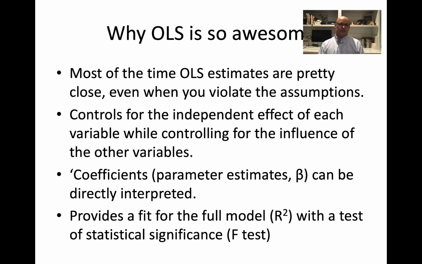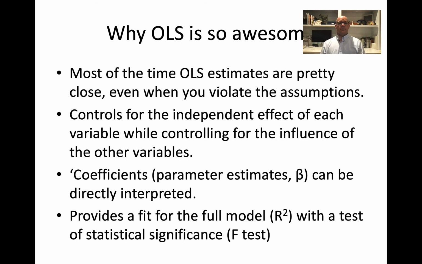Another thing is that the coefficients, or the parameter estimates, also called beta, can be directly interpreted. So a 1 unit change in that variable is related to a B unit change in the dependent variable. What's pretty awesome about that is if you have things like counts or a percentage, and it's measured in actual percentages, and the other variables are measured in percentages, you could say things like, hey, a 2% change in this is related to a 4% change in that, if the 4 was the B, right? So that's a pretty cool thing about ordinary least squares.